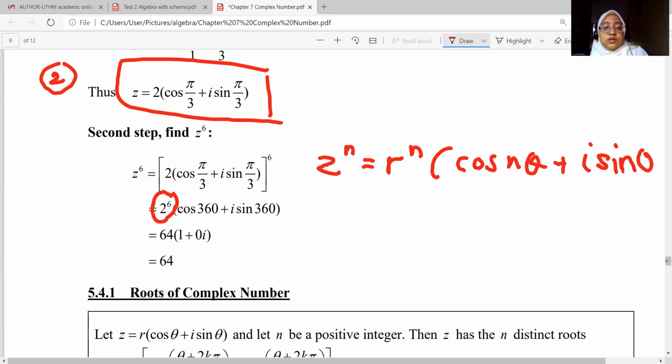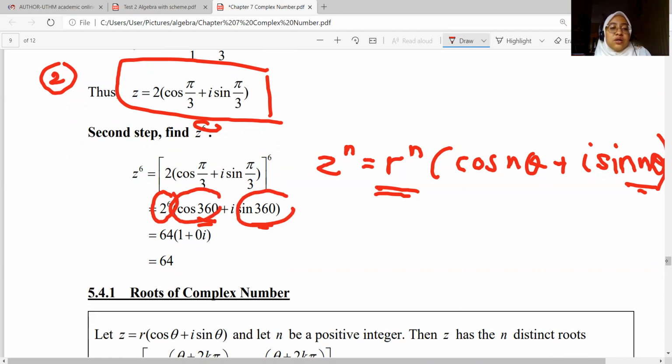So our n is equal to 6. We know that 2 to the power of 6 here, and then cos n theta, so 6 times 60 becomes 360. Same like this, 360. So we got 64. We can find the value here and the value here, it becomes 64 plus 0i. So the final answer is 64.